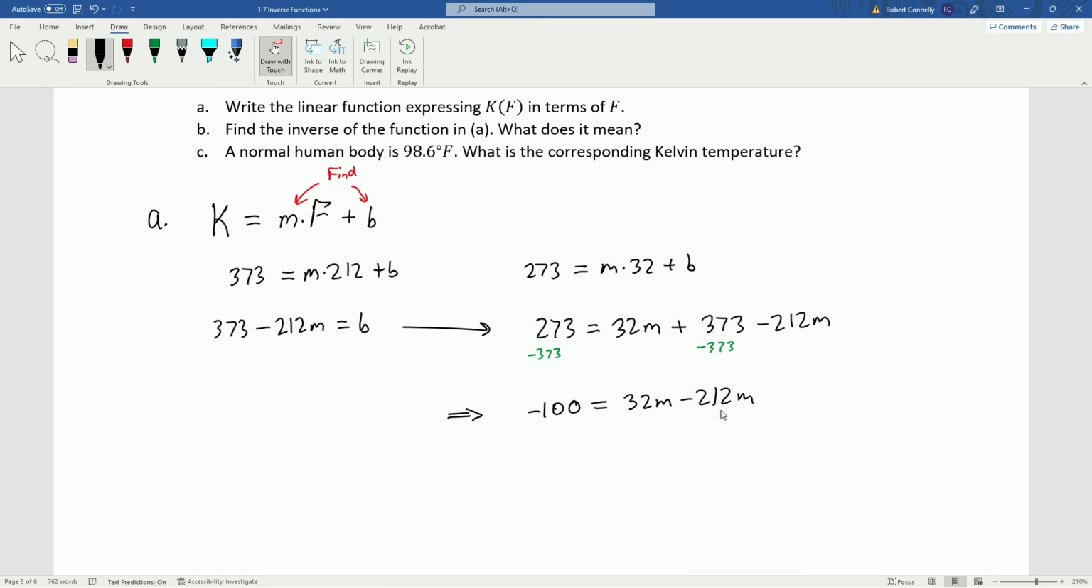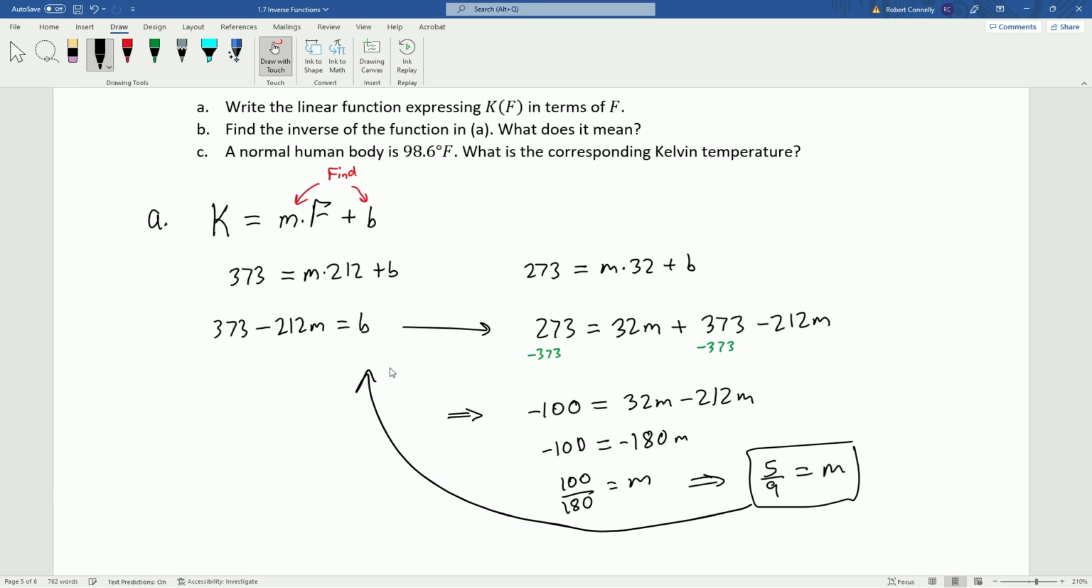Okay, so 32 minus 212 is negative 180. So this is negative 180m equals negative 100. So if I divide that out, I get 100 divided by 180 equals m. That's 10 over 18, which is 5/9. So m equals 5/9.